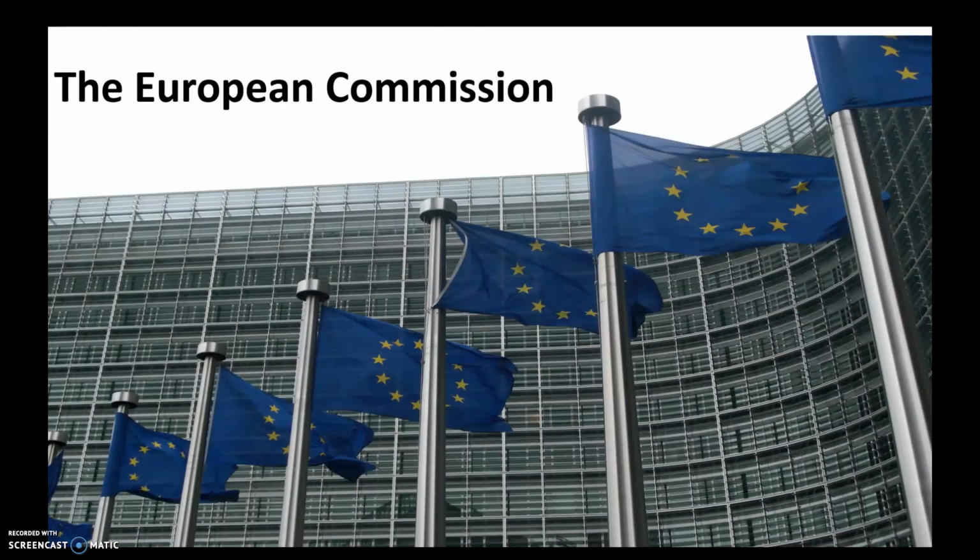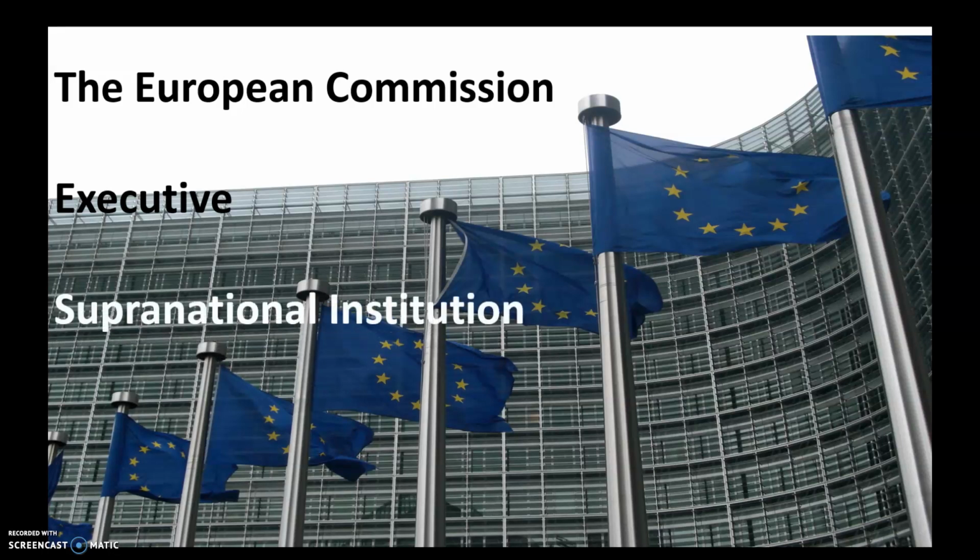Okay, so the first institution we're going to have a look at is the European Commission, which you've probably heard of. There's a nice picture there of what the Commission building looks like. In many respects, this can be seen to be the executive branch, although, as I said before, there's actually more than one executive institution. And the European Commission is a supranational institution. So in other words, it serves the interests of the European Union as opposed to the individual member states.